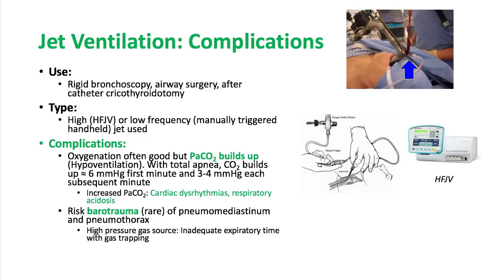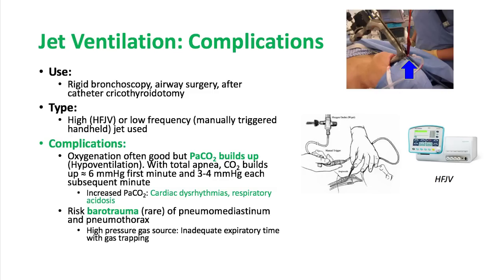The next keyword is jet ventilation complications. In the picture at the top right is probably an ENT procedure with a jet ventilator attached. Jet ventilation is often used for rigid bronchoscopy, airway surgery, and after catheter cricothyroidotomy. Now there are several types. There's a high-frequency jet ventilator, or just the garden variety low-frequency, where you manually trigger a handheld jet device.